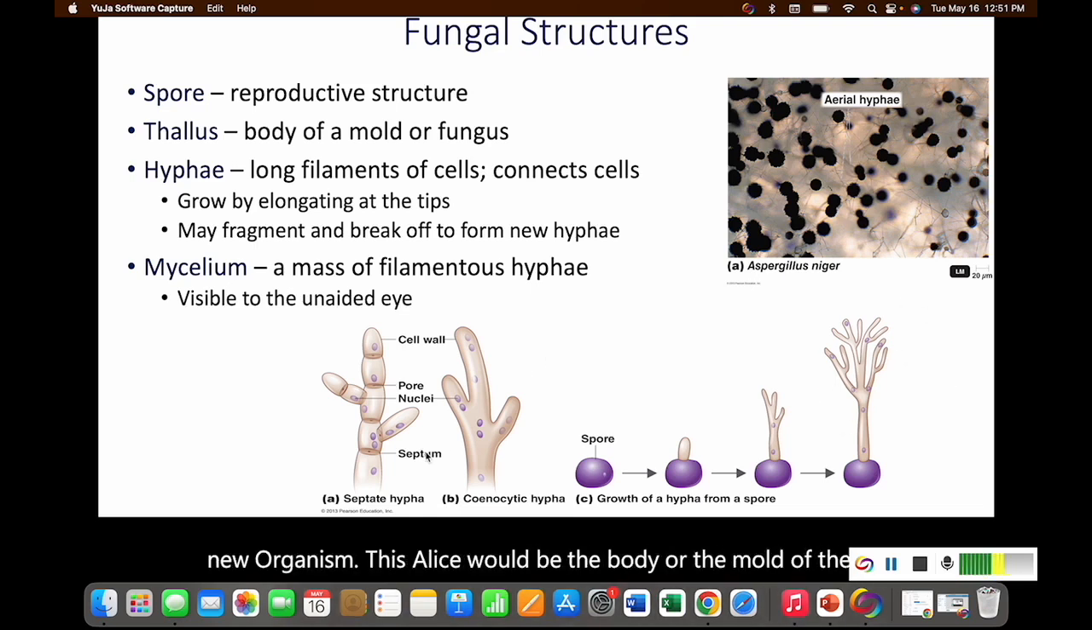Hyphae are long filaments of cells. They can have septum between them that separates them, or they could be aseptate. They could have several nuclei in this big body. The hyphae grow by elongating at the tips, and they're also able to fragment off and break off and form new hyphae. And then a mycelium is a mass of filamentous hyphae. So when you are looking at a mold on an orange, that's the mycelium, what's visible to the unaided eye.